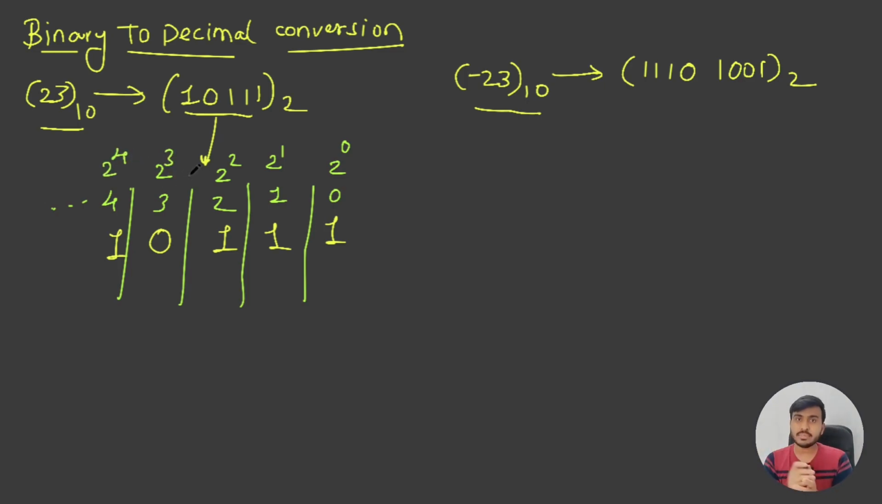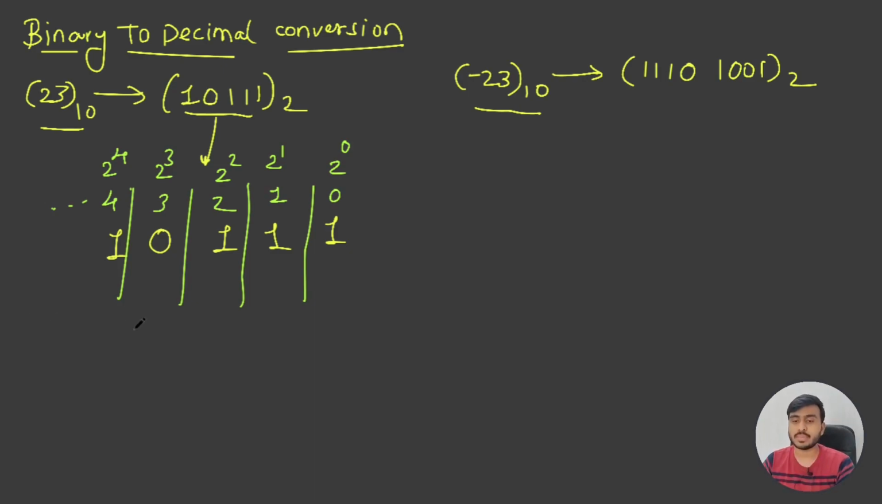In case of decimal, the positional values will be 10 raised to 0, 10 raised to 1, 10 raised to 2. I hope you have done this in your mathematics, right? So in case of binary, the positional value will be 2 raised to 0, 2 raised to 1, and so on. So now we have a positional value for each and every position.